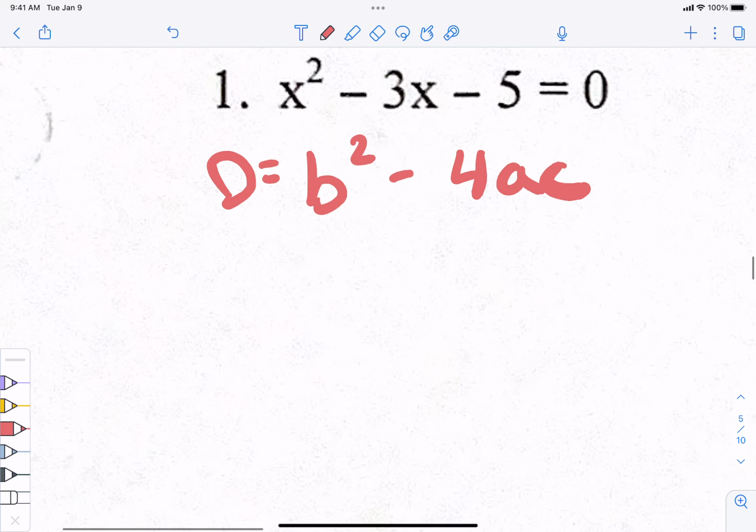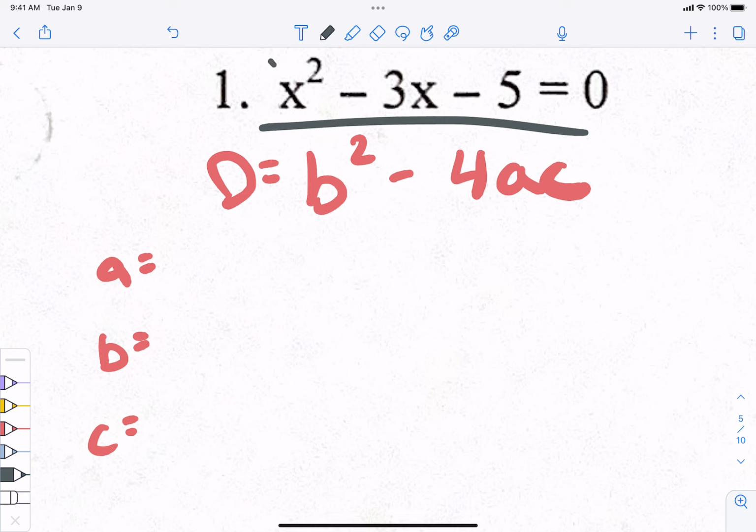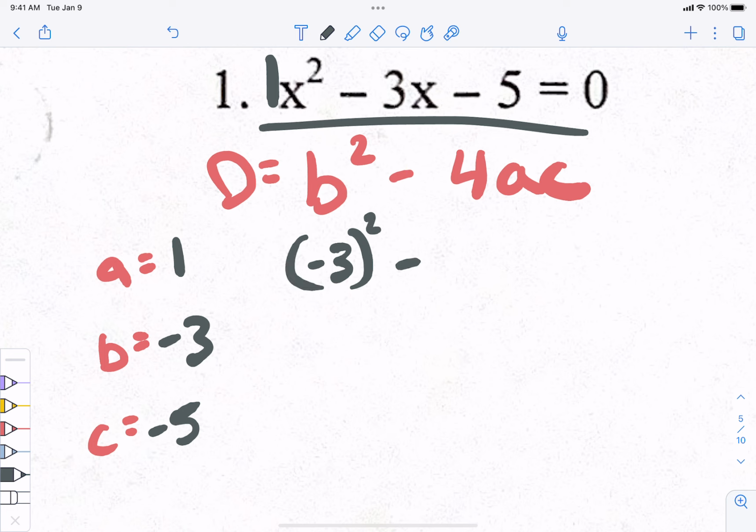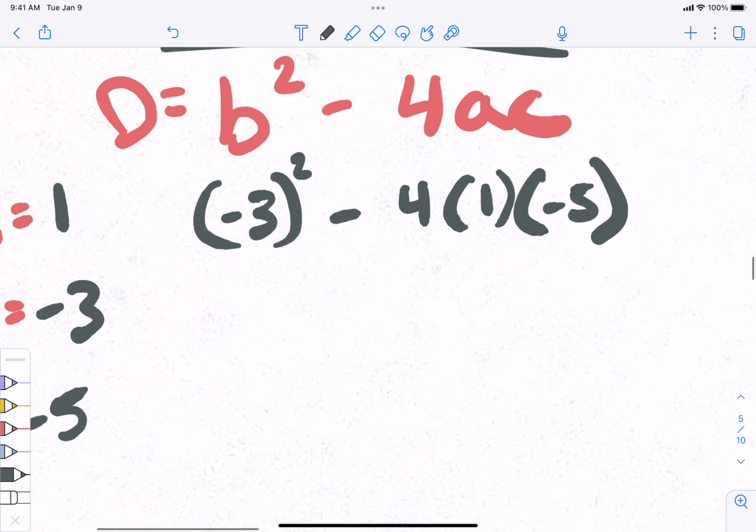So I still go through and label a, b, c. What number do we use for a if this is my equation? 1. It's the number in front of x squared, right? b is negative 3. c is negative 5. So b squared would be negative 3 squared, minus 4 times a, which is 1, times c, which is negative 5. I'm just plopping all that stuff in there.